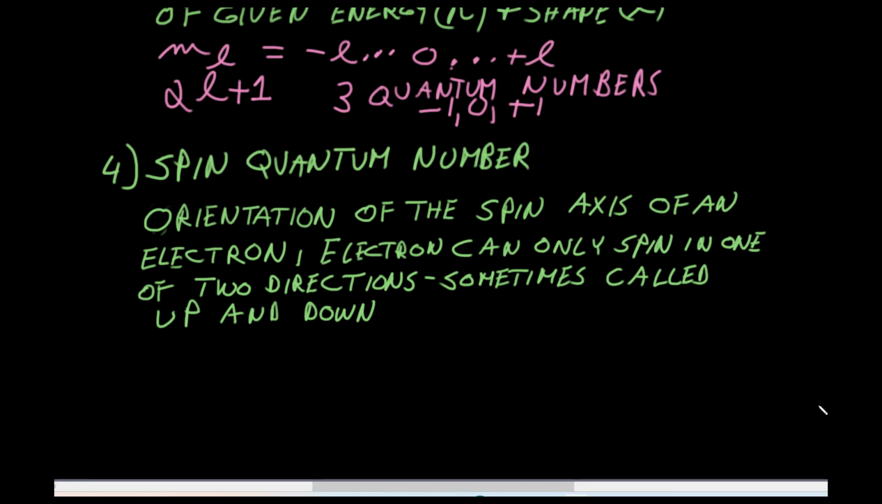The very last quantum number is the spin. And this one's pretty straightforward. The spin of an electron can only spin in one of 2 directions, sometimes called up and down. And so these values are referred to as m sub s, or spin. So m sub s can only equal plus 1/2 or negative 1/2, either up or down.